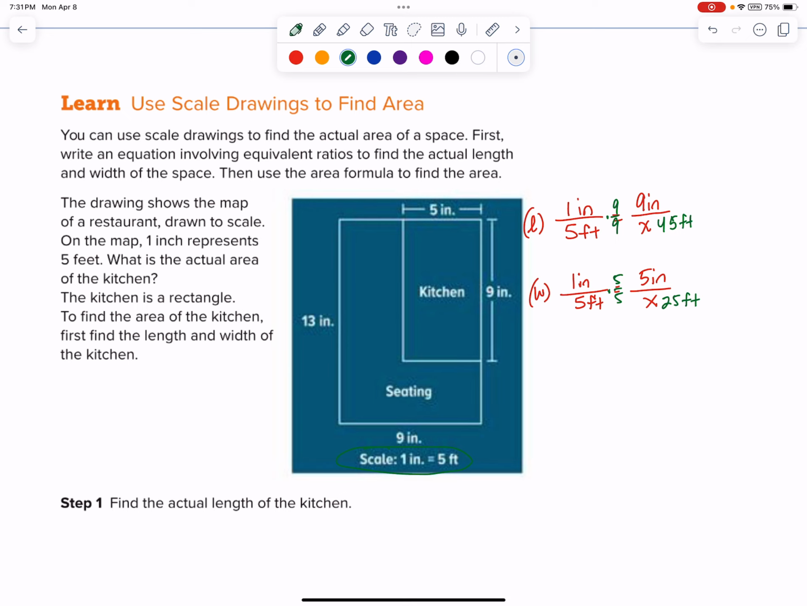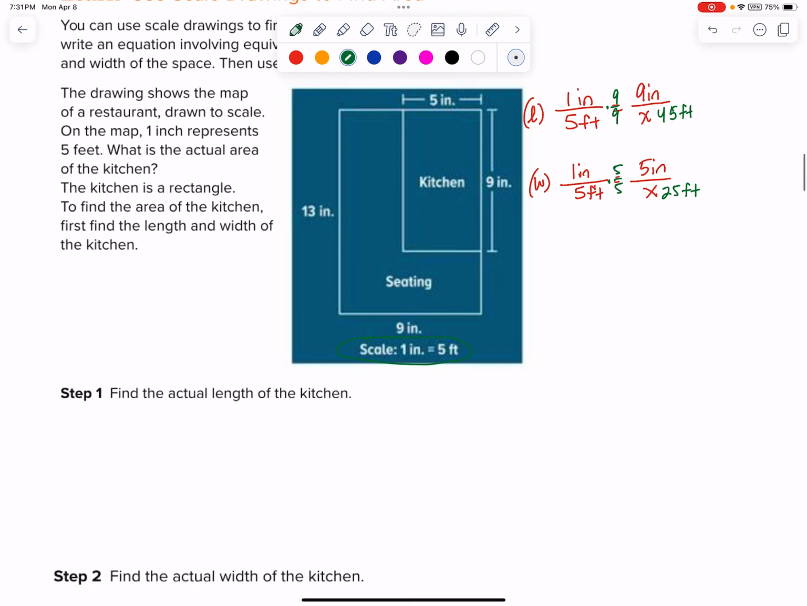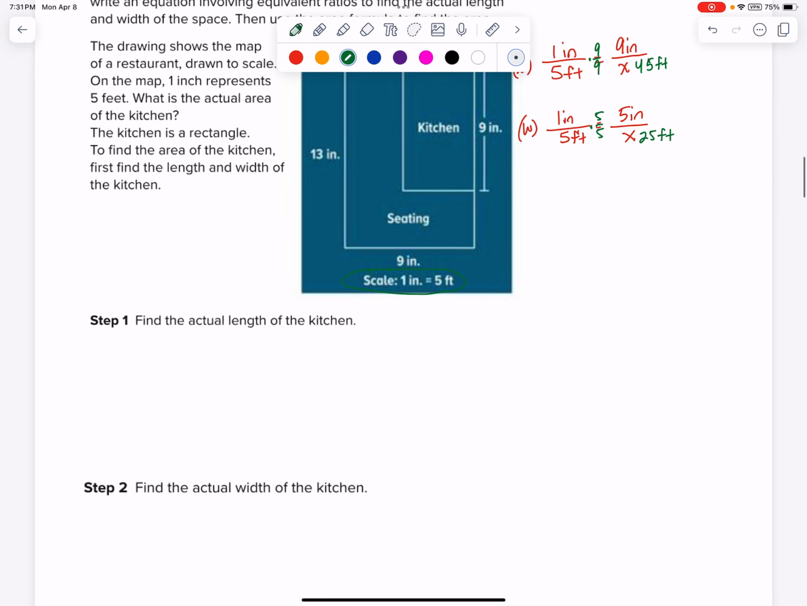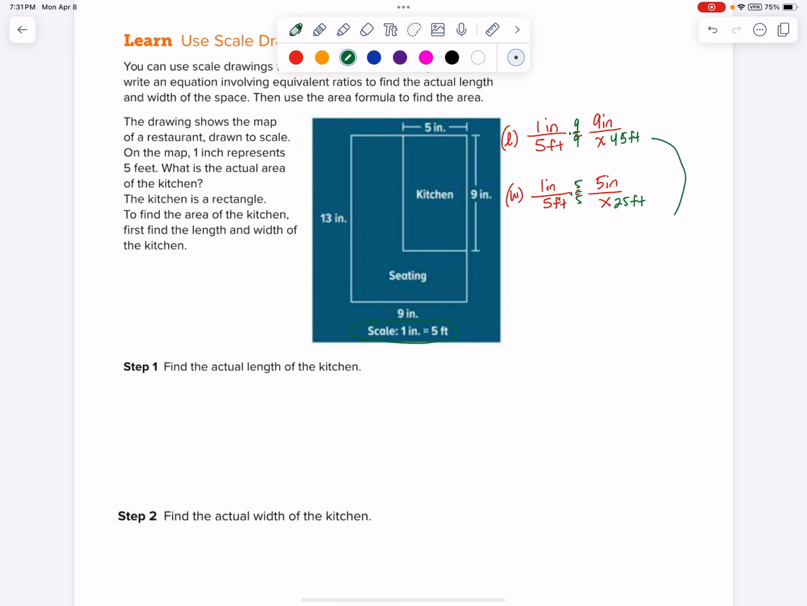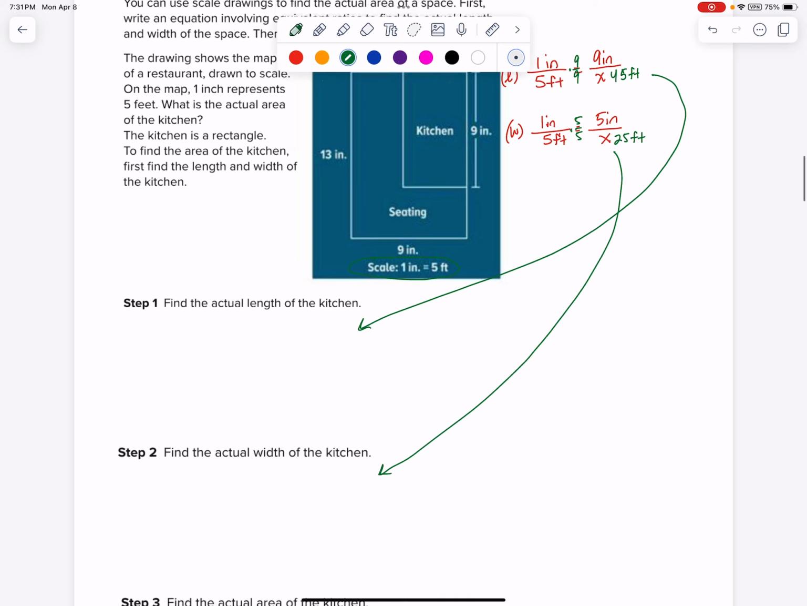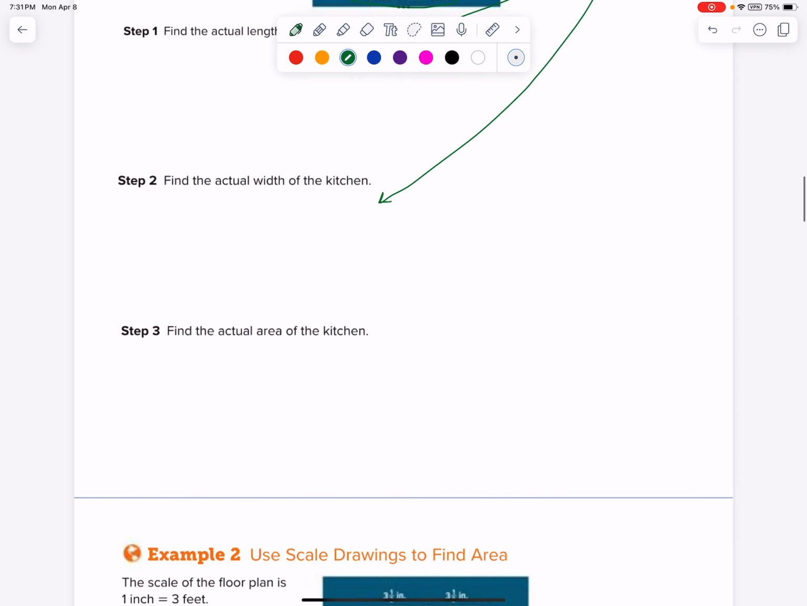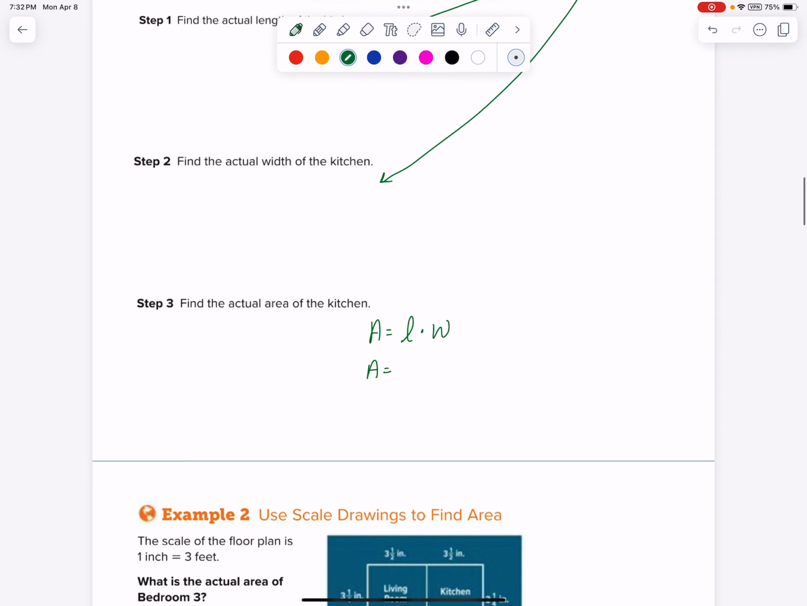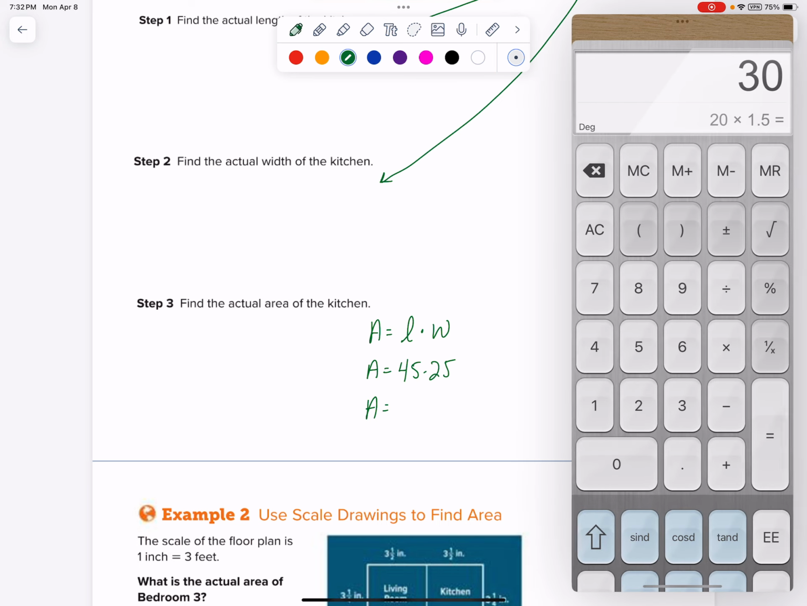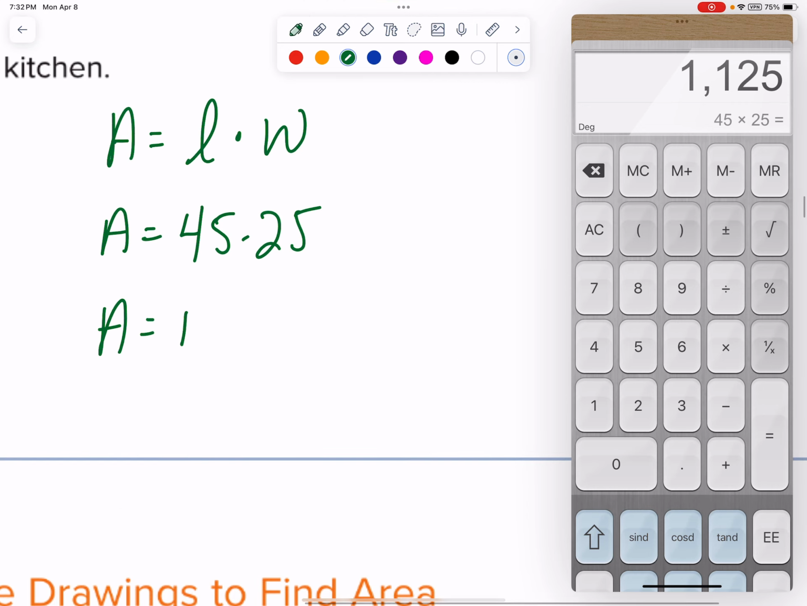Okay, and I'm going to go ahead and now do our area formula. So we found the actual length of the kitchen, and we can just sort of tag that here. We found the actual width of the kitchen right there. Now we need to go ahead and find the actual area. So we have a length and a width. So what's the area formula? Area equals length times width. And so area equals, our length was 45, width was 25. So we have 45 times 25. And so area equals 45 times 25 equals 1,125.